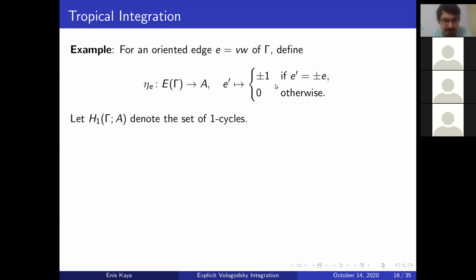And this H1 of gamma denotes the set of 1-cycles. Okay, we have a graph, right? And there might be some cycles. For example, this set will be empty if gamma is a tree.